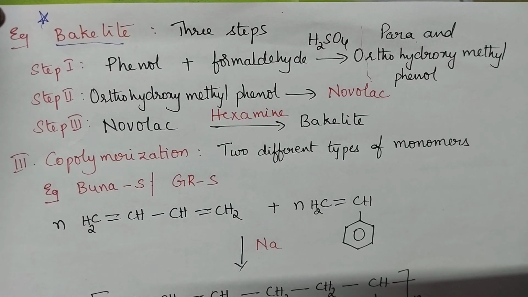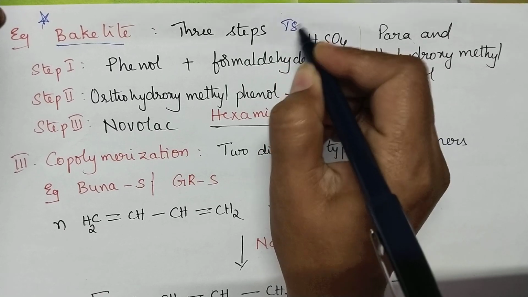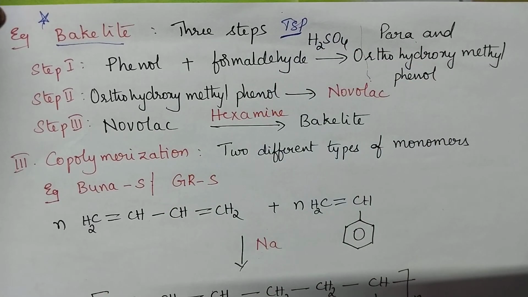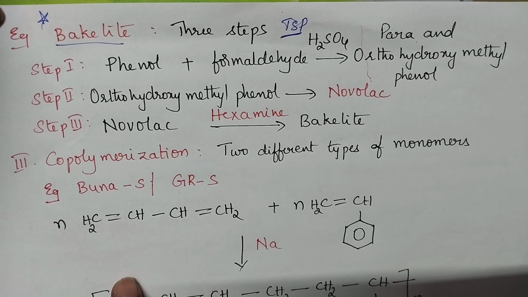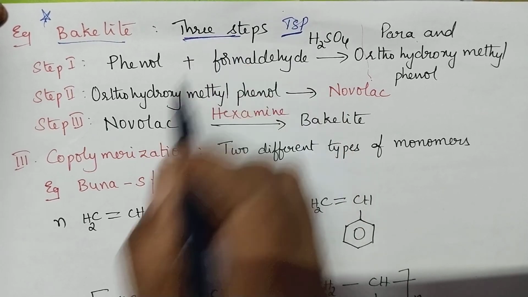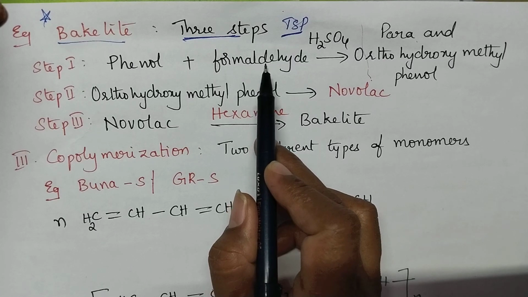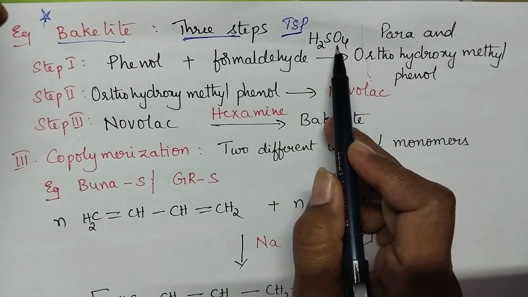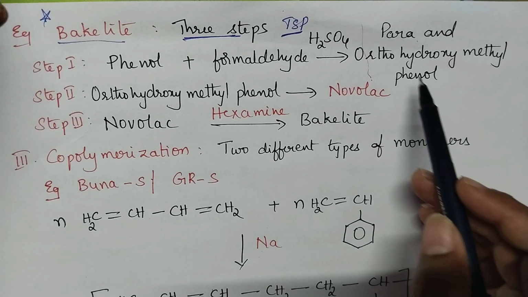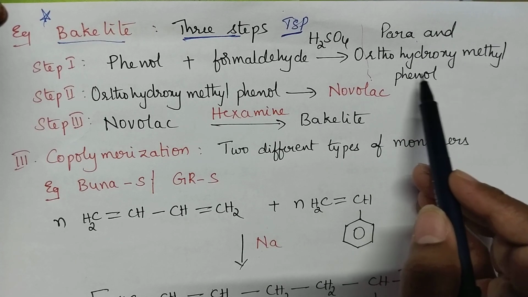It is a thermosetting plastic. So bakelite is a good example of a thermosetting plastic. This bakelite can be formed by condensation polymerization and it involves how many steps? It involves 3 steps. In the first step, phenol reacts with formaldehyde in the presence of an acid that results in the formation of ortho and para hydroxymethyl phenol.